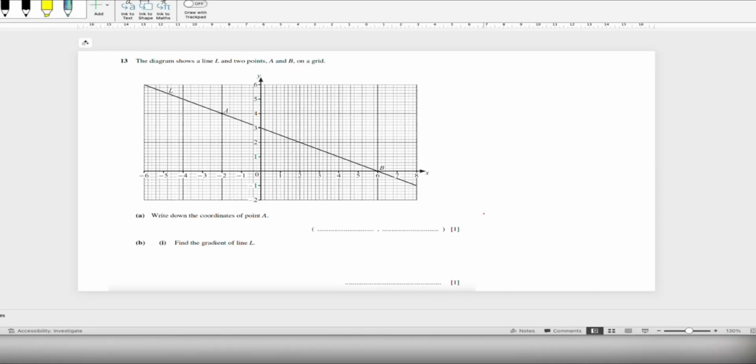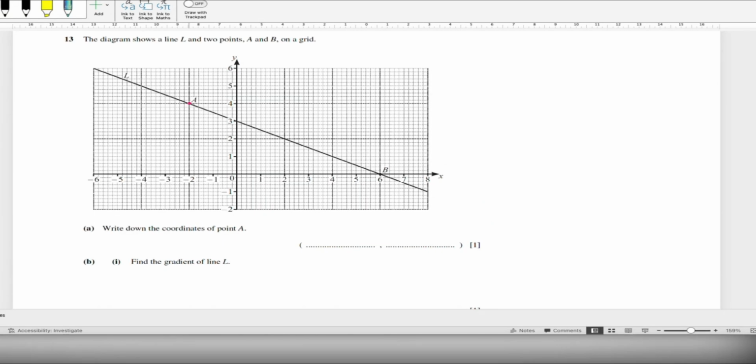I'm moving on to question 13. Let's have a look at question 13. All right. What's the coordinates of this point? So your x value is -2. You can read it directly off the graph. And your y value is 4. So the coordinates is going to be -2, 4. Okay, I'm going to write it here as well. -2, 4.